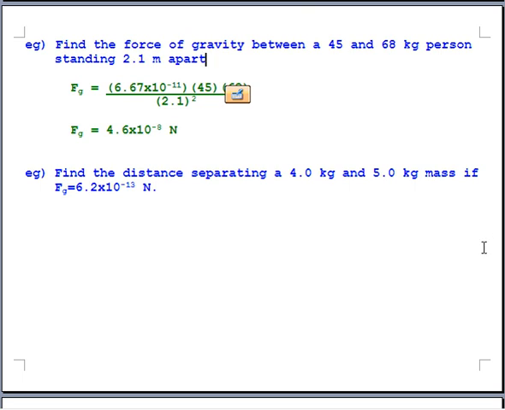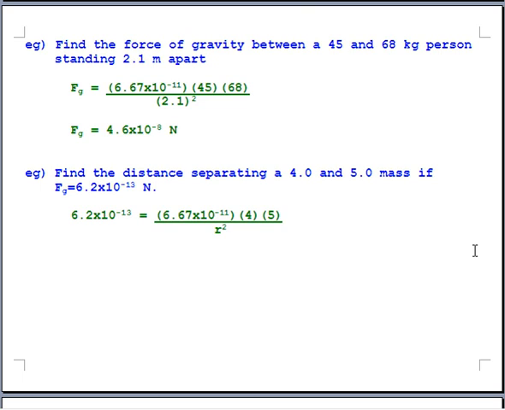So let's try a second example here. Sometimes we'll use that universal law of gravity, but you won't be asked to find the force of gravity. You might be asked to find one of the other variables in the question. So here we're looking for the distance separating a couple of masses, and they're giving us the force of gravity.